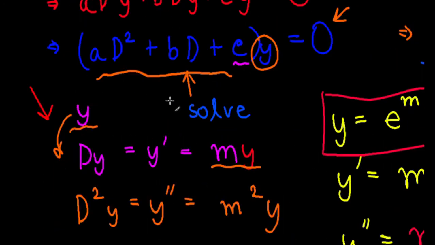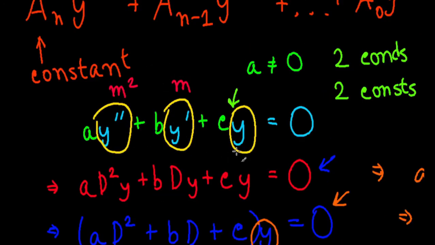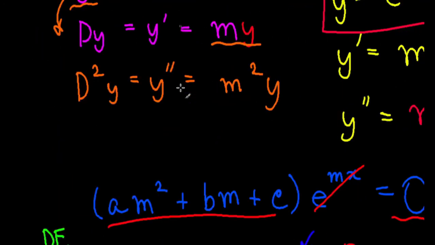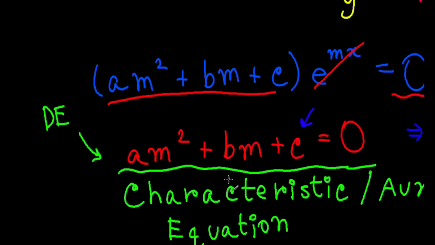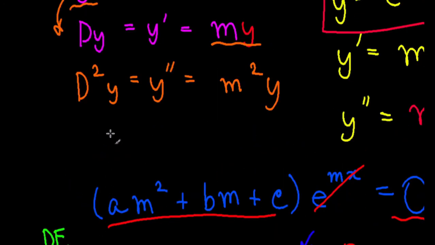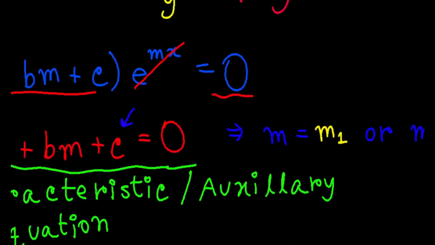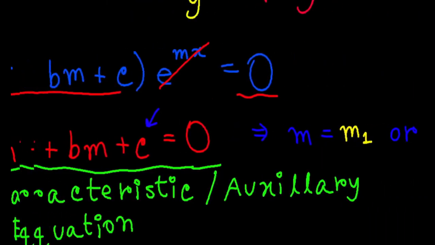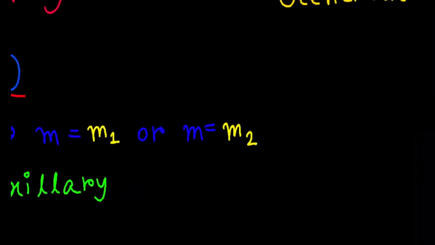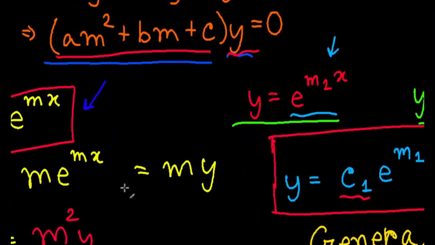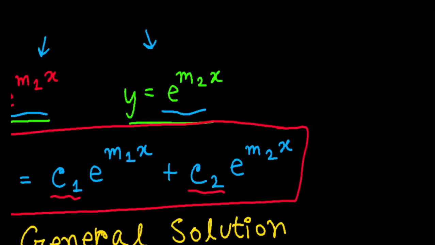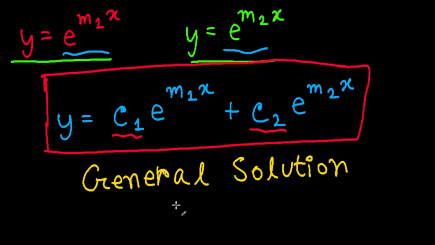You take your second order linear homogeneous differential equation with constant coefficients, and replace the derivatives of y with the powers of m. You solve for m, you should get two solutions, and then you just plug them in here to get your general solution.